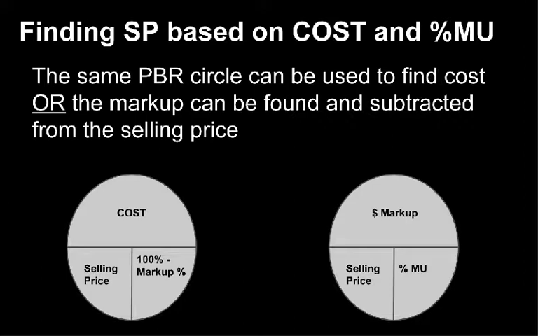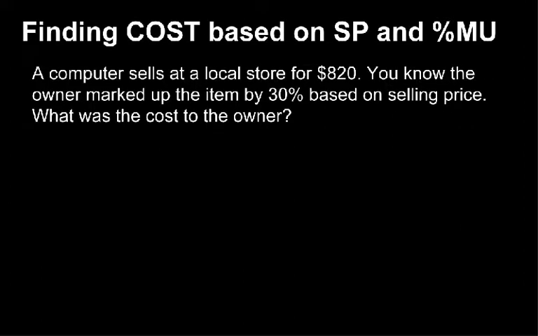Alright, we're going to end up finding cost in the next couple problems based on selling price and percent markup. We have two options here. We can either use the PBR circle on the left, which uses cost, 100% minus the percent markup, and selling price, or we can use the dollar markup, percent markup, and selling price. So in the first example, a computer sells at a local store for $820. You know the owner marked the item up by 30% based on selling price. What is the cost to the owner?